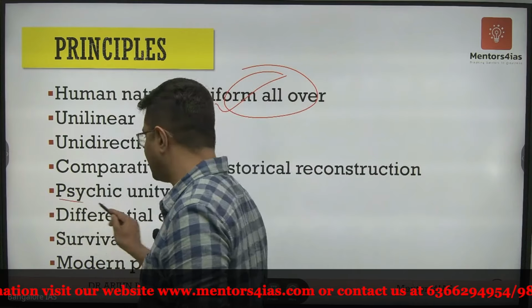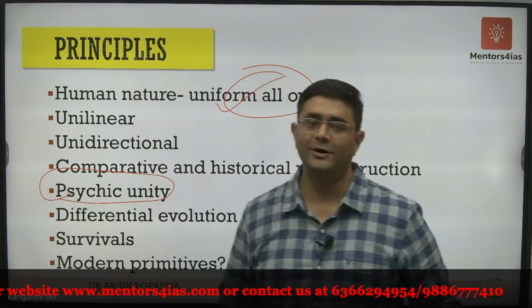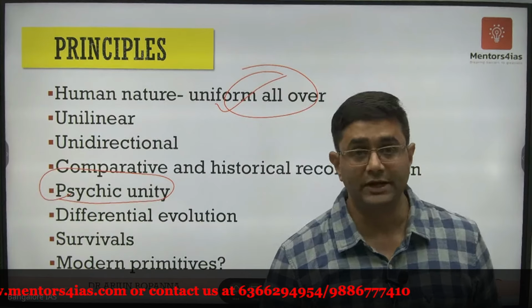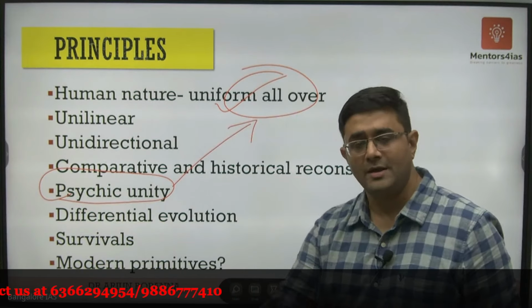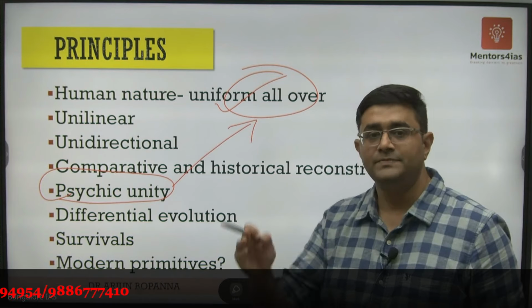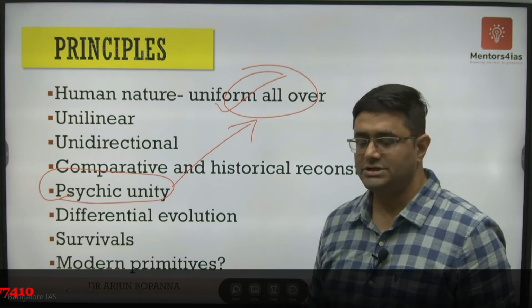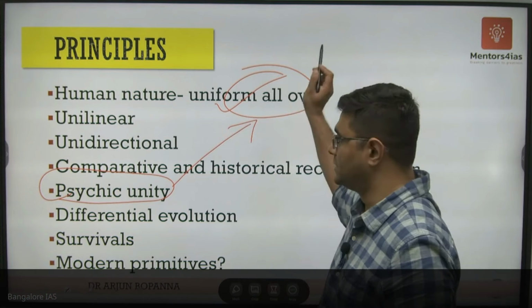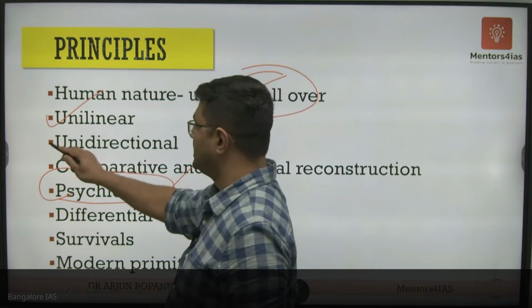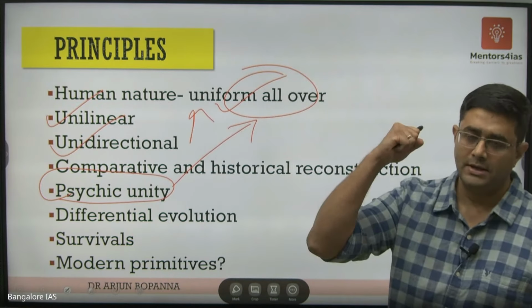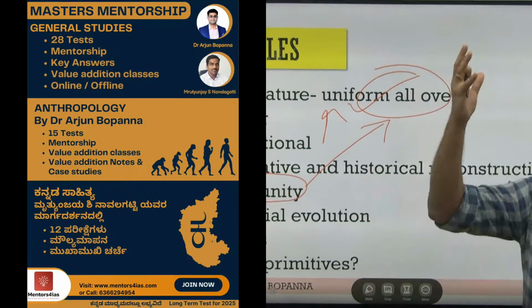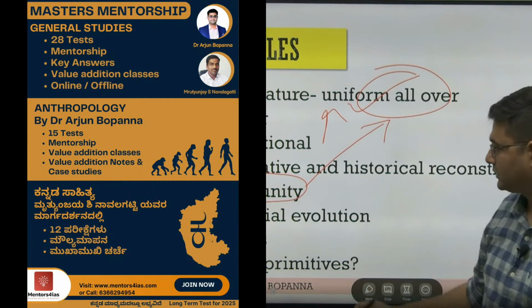That's another concept they came up with, that is psychic unity of mankind. So why do people act in a similar manner? Because of psychic unity of mankind, and that is why evolution is unilinear, it is universal. Okay, unilinear, unidirectional, it's always going to be upward and onward, right? So from savagery to barbarism to civilization, that's how it is going to evolve.